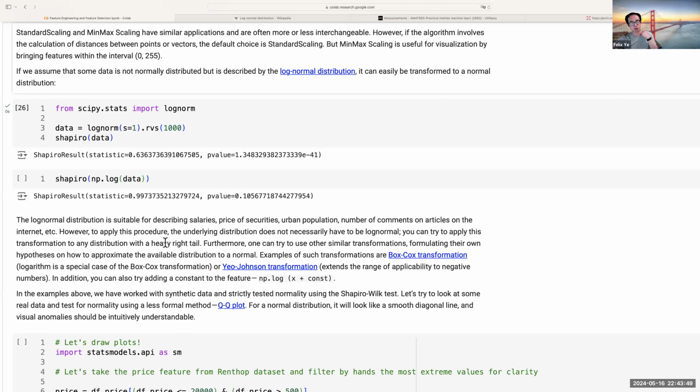But to apply this procedure, usually the distribution is not necessarily log normal, but you can take the logarithm of this data to see whether it makes sense or not. You can use this kind of Shapiro test to see whether you can reject the null hypothesis or not.